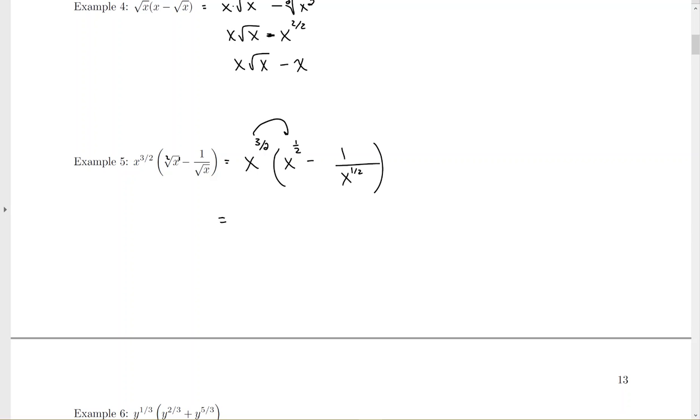So if I distribute, you multiply like bases, you add the exponents. And over here, this is going to be minus x to the 3/2 over x to the 1/2. When you divide, you subtract the exponents. So that's going to be x to the 2 over 2, or x squared minus x.